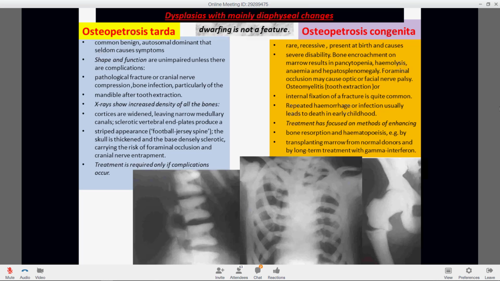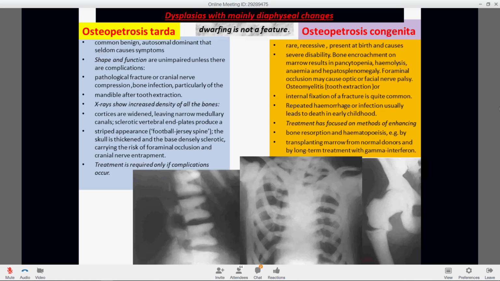Osteopetrosis congenital. This is rare, autosomal recessive, presents at birth and causes severe disability. Bone encroachment on marrow results in pancytopenia, hemolysis, anemia, and hepatosplenomegaly, and this is because there is no space for growth of the bone marrow.